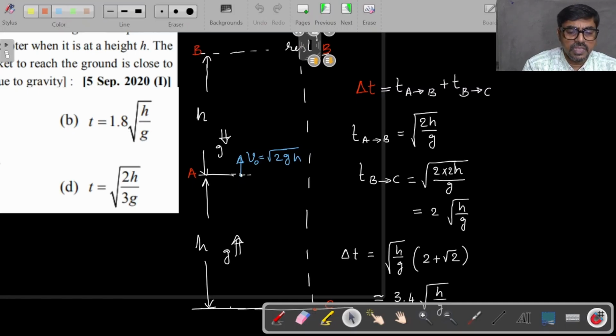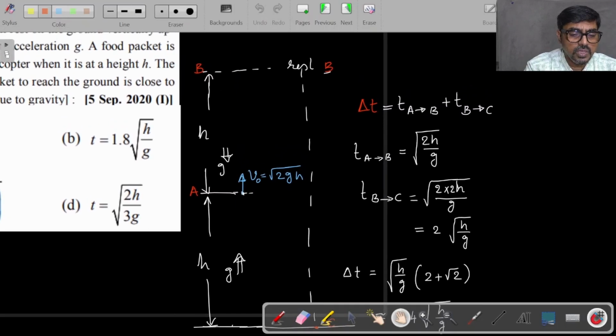So now what are they asking? What is the time taken for it to reach the ground after it is being released? The first one is going to be root 2h by g, v0 by g, v0 minus 0 by g. Initially v0, finally 0, v0 minus 0 divided by acceleration will give you time. That is time taken from A to B, root 2h by g.